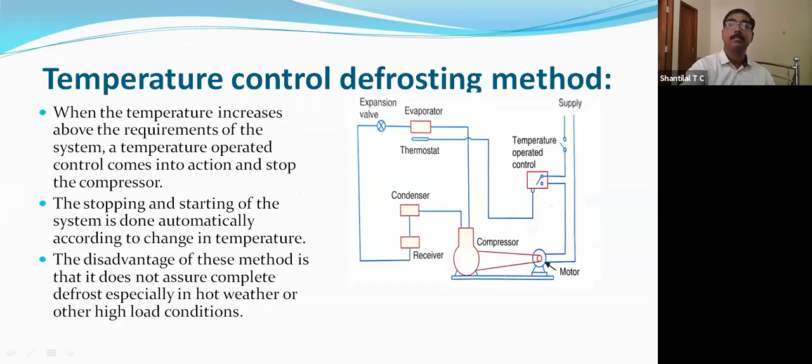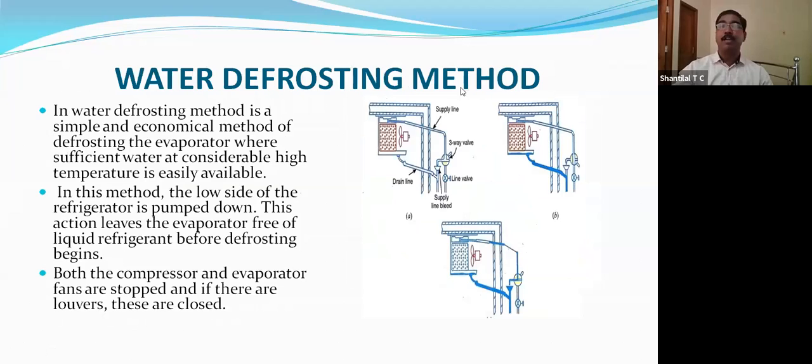This is another method, the water defrosting method or hot water defrosting method. Here you see three pictures. This is the evaporator coil and this is the fan. Here a water line will be there and a three-way valve will be there. This three-way valve is operated in three positions. This is one position, position A. This is in figure B, another position. This is straight. You have to identify the figure clearly. This is another position, and this is the third position.